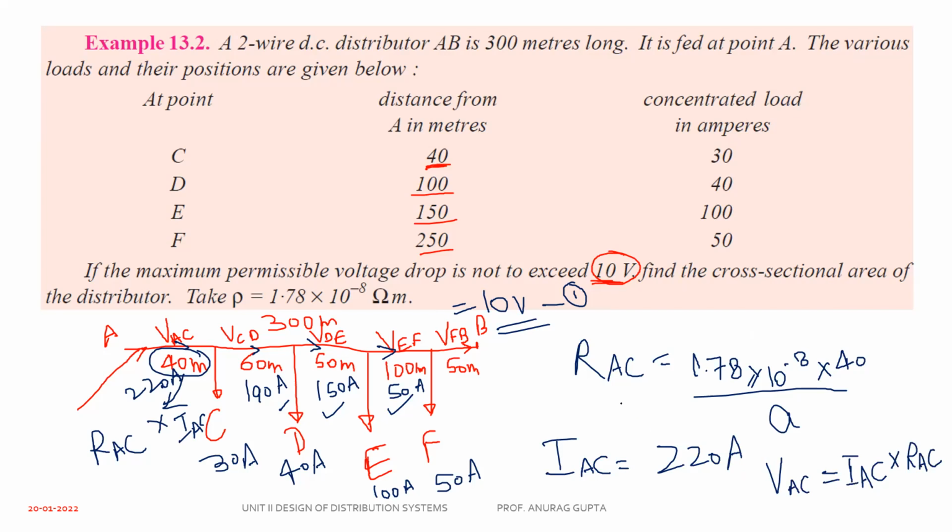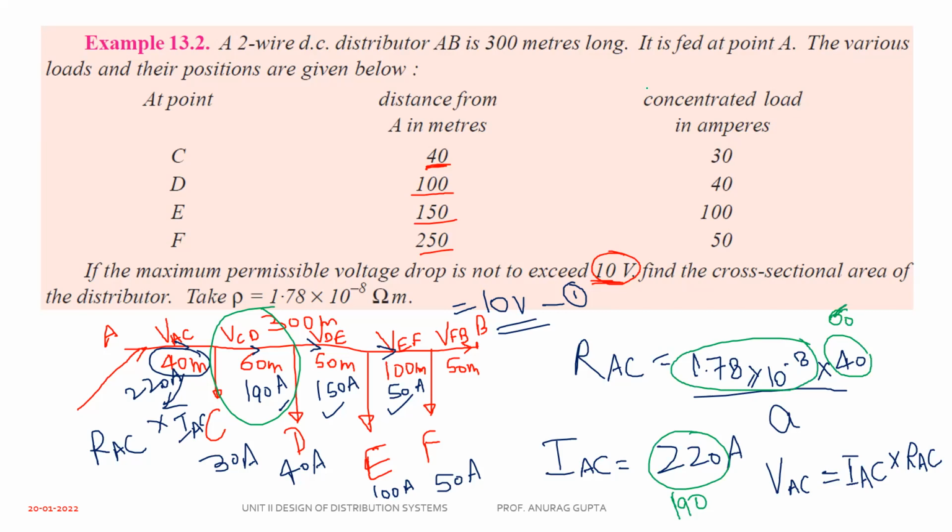Clear? Similarly, if I find RCD, the second one, I'm changing only this distance. I have to take here only 60, and the current we have to take is 190 ampere. So every time you can see this value is constant. Are you getting my point?